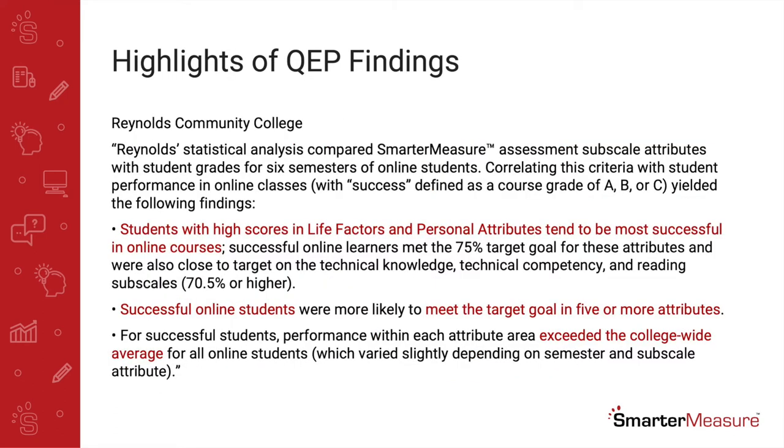To save you the time of reading all of these reports, here are some of the highlights of the findings. Reynolds Community College conducted a longitudinal study over six semesters and concluded that academic success was strongly correlated with life factors and personal attributes. It was common among learners who were above target in five or more attributes, and among learners who exceeded the college-wide average for all online students.